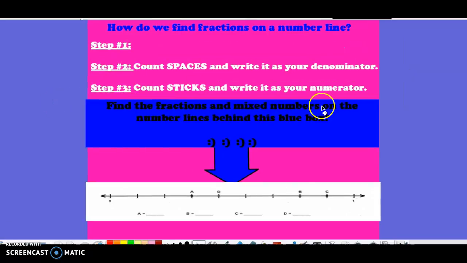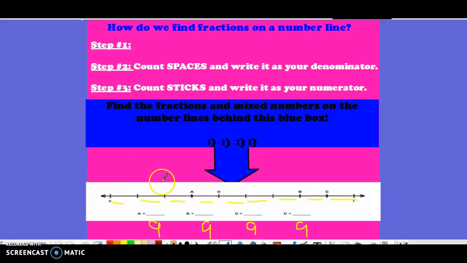I just need to count the spaces. That's my denominator. Count the sticks. That's my numerator. So let's count the spaces. First, I start all the way at 0, 1 space, 2 spaces, 3 spaces, 4 spaces, 5, 6, 7, 8, 9 spaces. I stop because that's my first whole number, which means 9 becomes my denominator, not just for A or B, but for every single letter in this problem. I then go back and I count the sticks, and those sticks become my numerator.